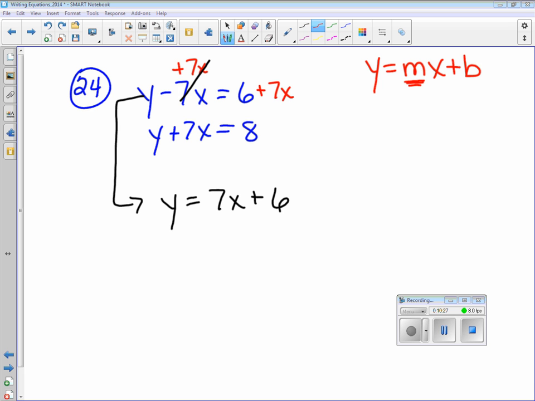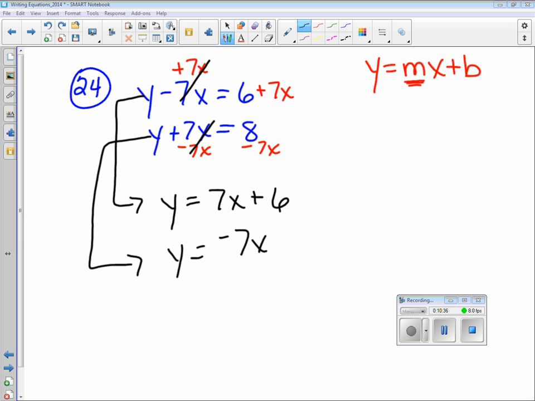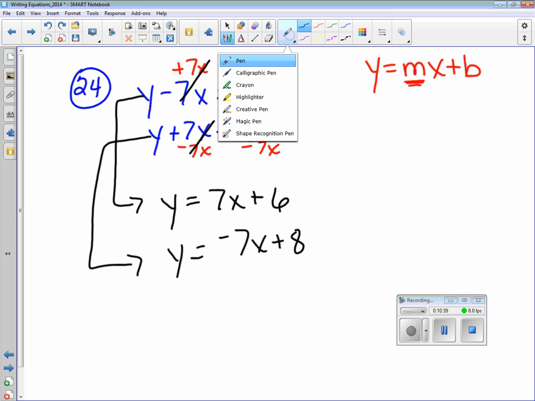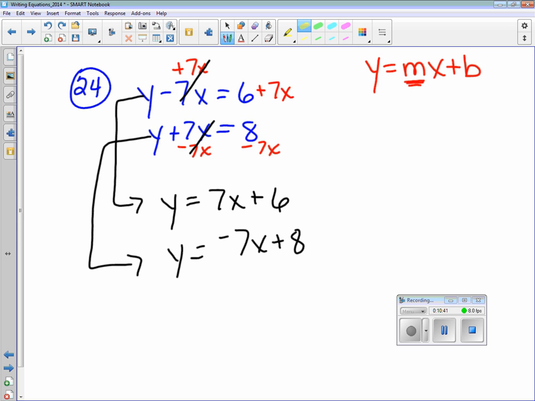Okay, perfect. Just to get it moved, so y is by itself. And again, I'll rewrite this one down here. So I have negative 7x plus 8. What do you think I'm going to do at this point? Once I have them solved.